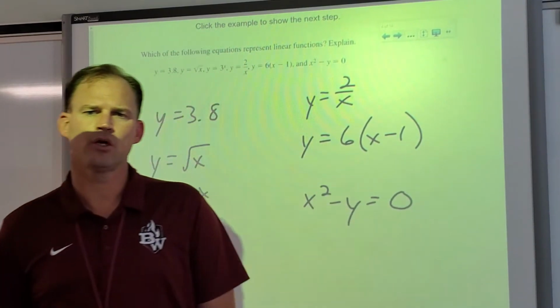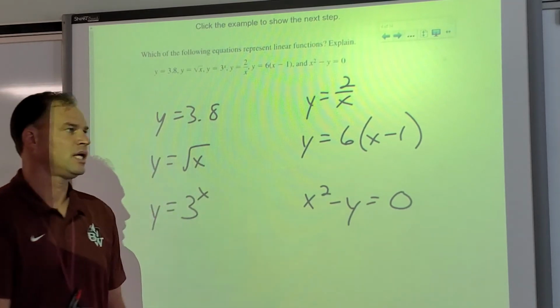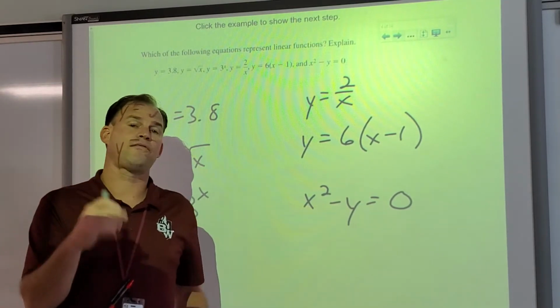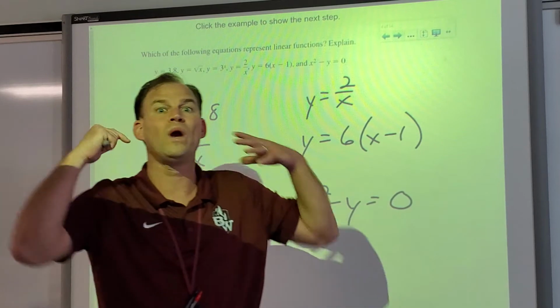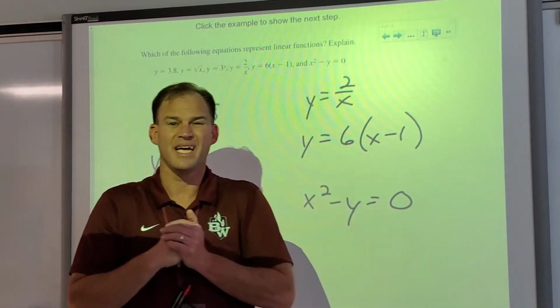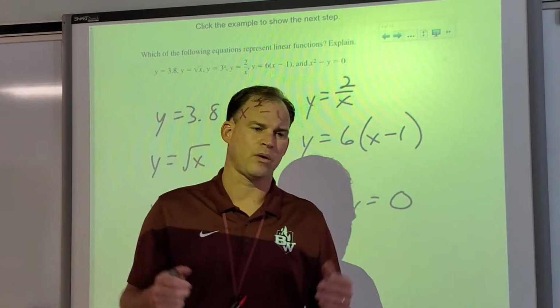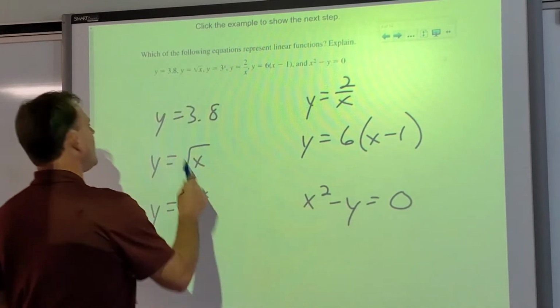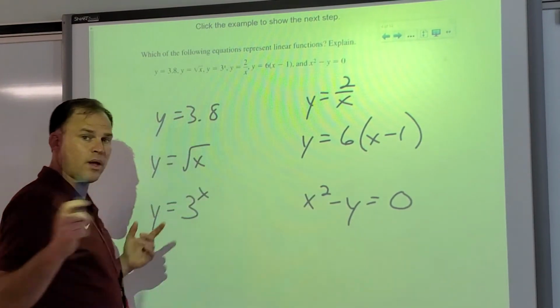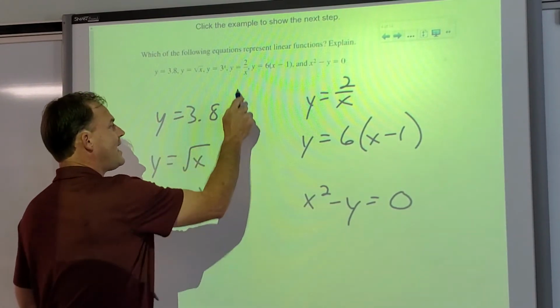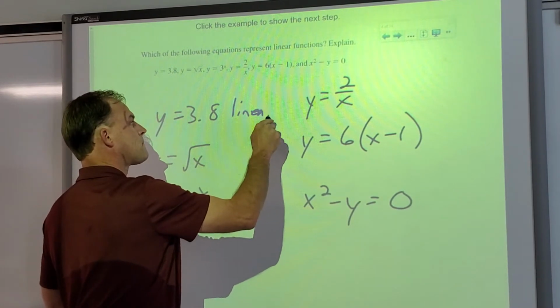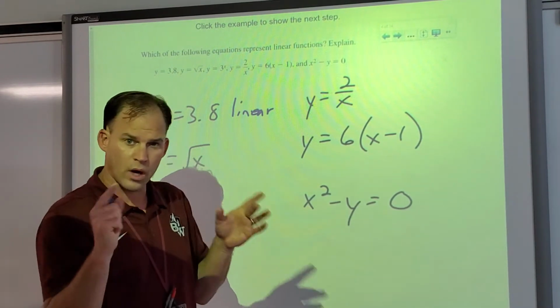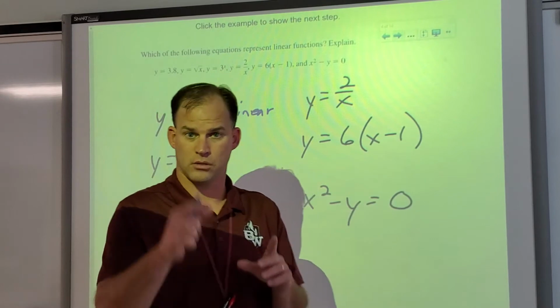How can you tell just by looking at an equation? Well, general rule of thumb, if there's anything weird in the equation, it's going to be nonlinear. What do I mean by weird? Things we don't see all the time. So, just one variable, whether it's an x or a y, that is linear. Okay? One variable is linear. Go ahead and write that down.